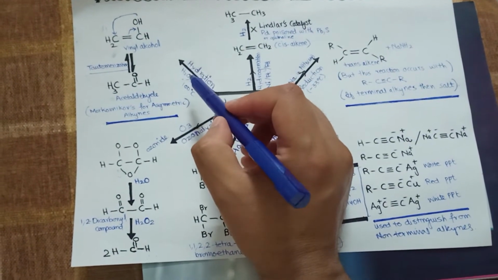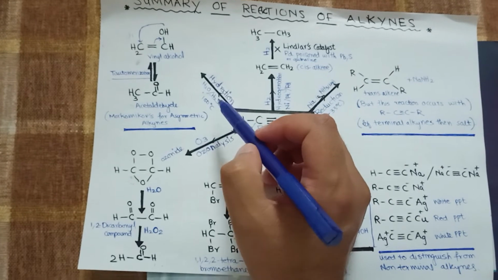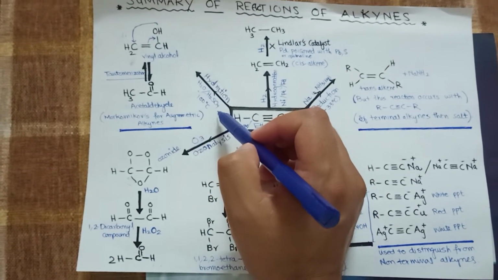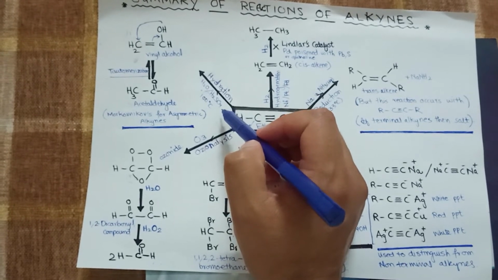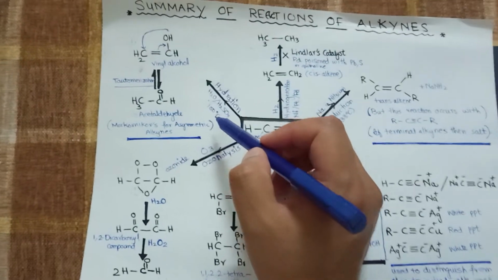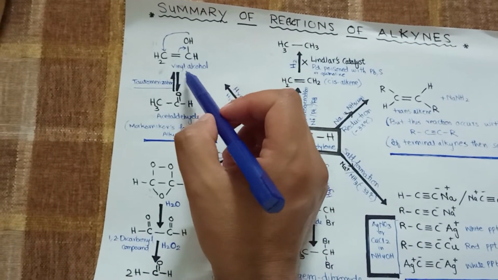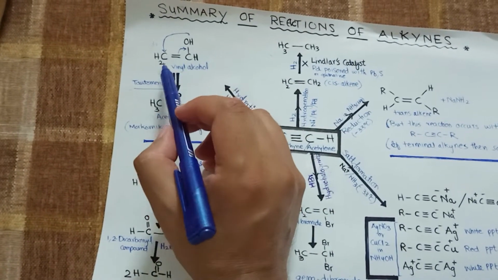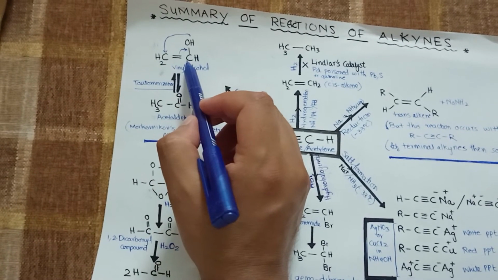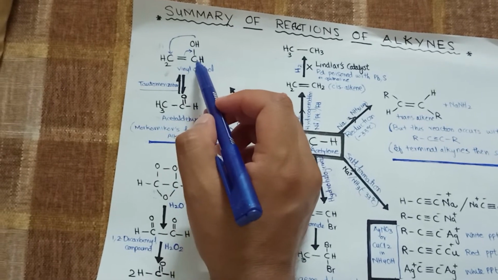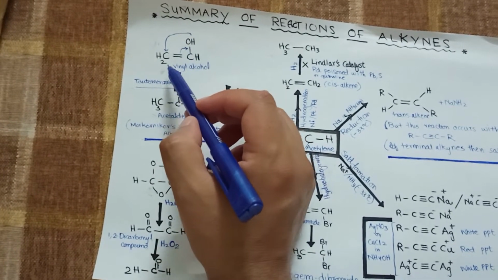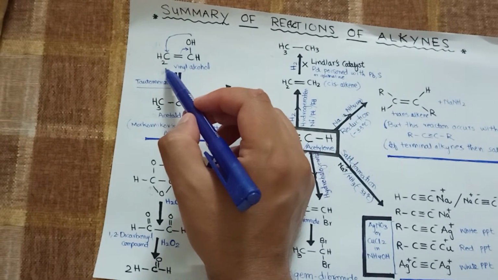The last reaction is hydration. Hydration is the addition of water. This reaction occurs in the presence of sulfuric acid or hydrogen ion, acidic condition. The temperature is raised to 100 degrees centigrade and we will get vinyl alcohol. In this case, the carbon-carbon double bond will be produced and one carbon is attached with a hydroxyl group and to the other carbon hydrogen will be added.